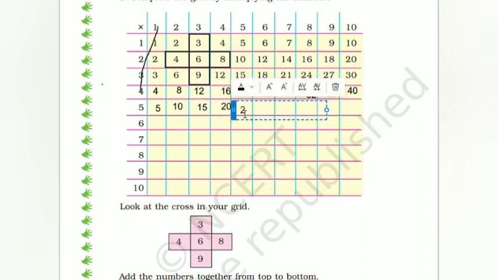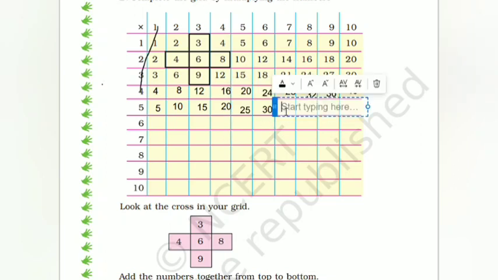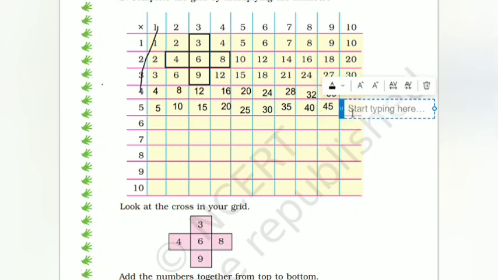5 times 5, 25. 5 times 6, 30. 5 times 7, 35. 5 times 8, that is 40. 5 times 9, 45. 5 times 10, 50. You have to write this 2 or 3 times.